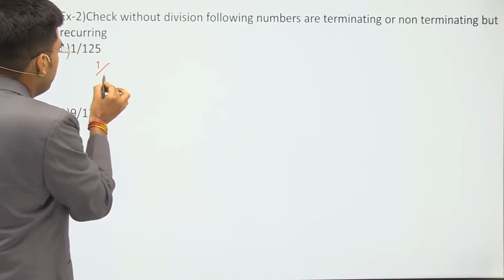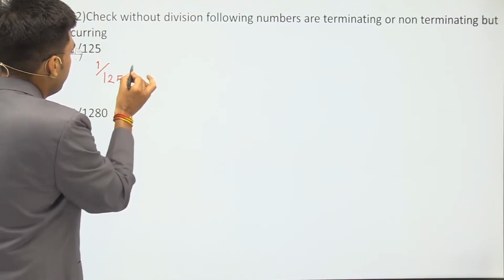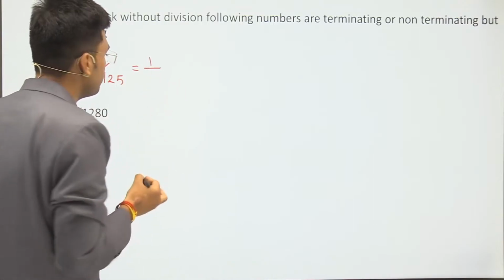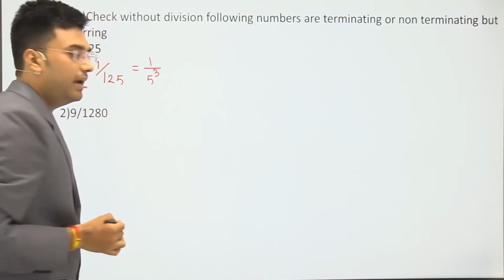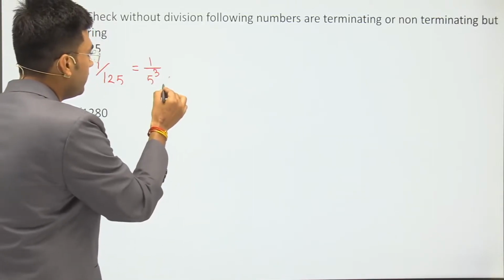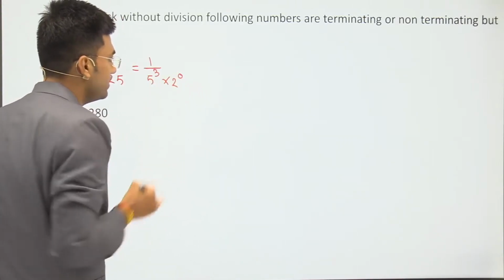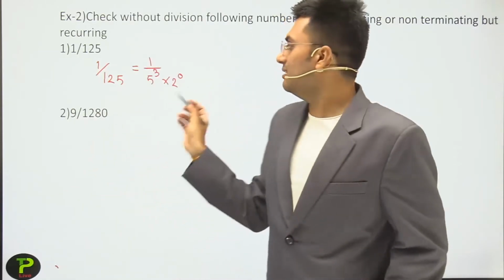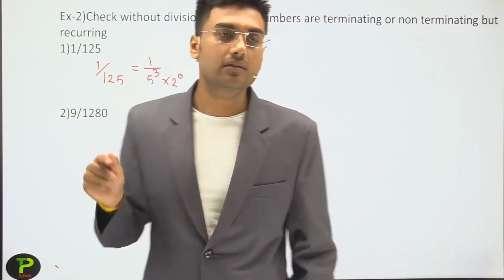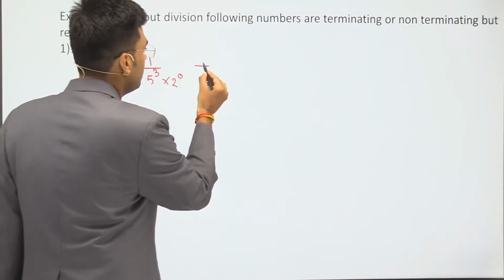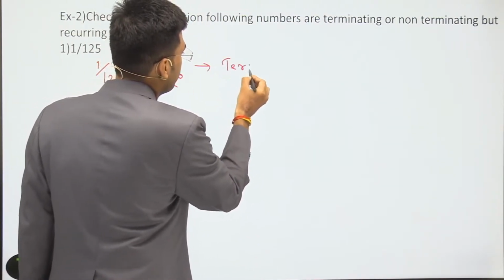It is 1 upon 125, and we can prime factorize 125 as 5 power 3, and we can write it as 5 power 3 multiplied by 2 power 0. So it is in the form of 2 power m multiplied by 5 power n. So this number is terminating.